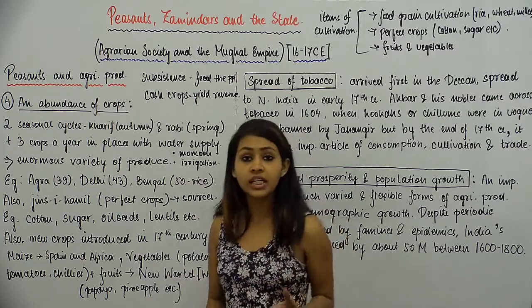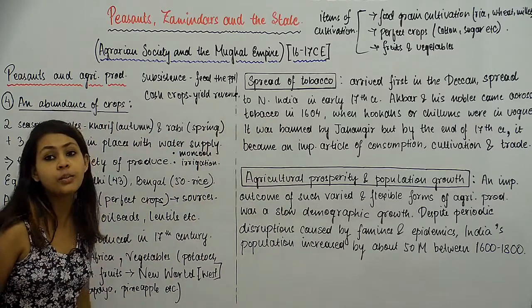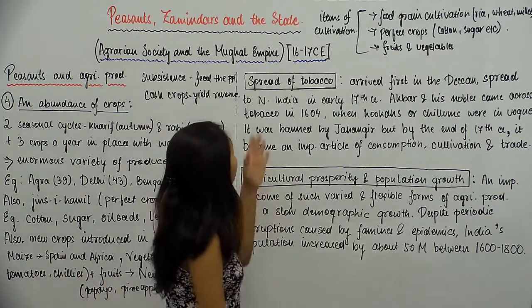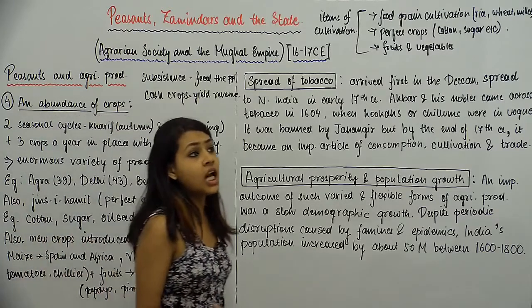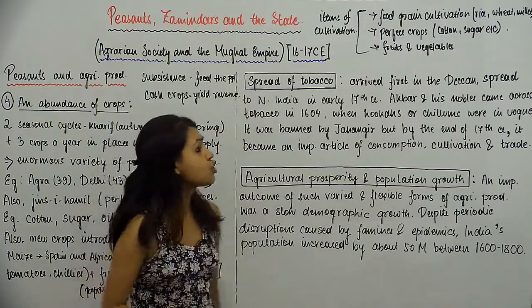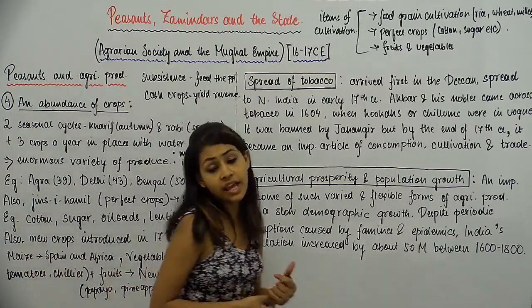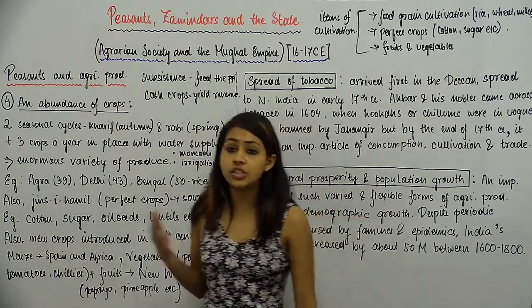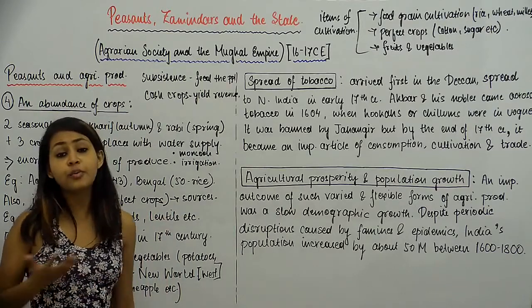But before we study that, there are certain pieces of information that we need to discuss first. One of them is the spread of tobacco. So tobacco is an addictive thing which started being grown in our country. It wasn't there earlier, but there was a sudden trend of the cultivation of tobacco in our country.